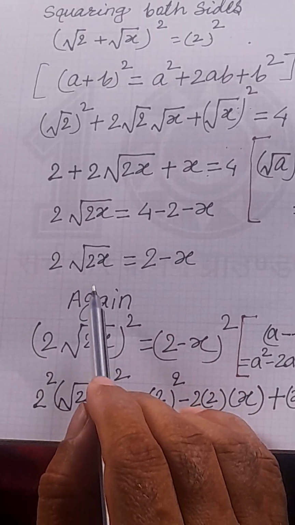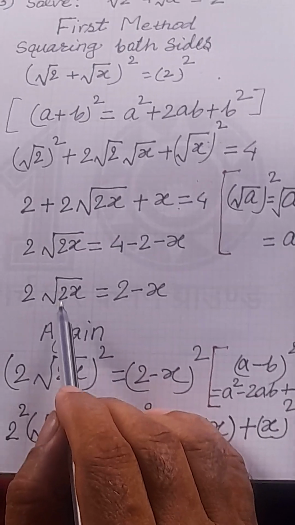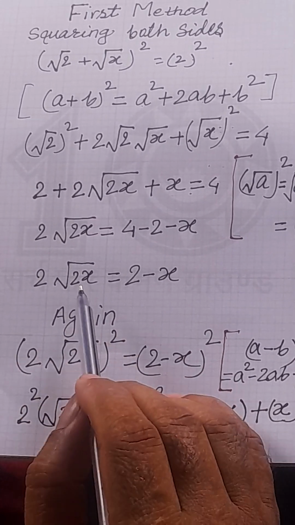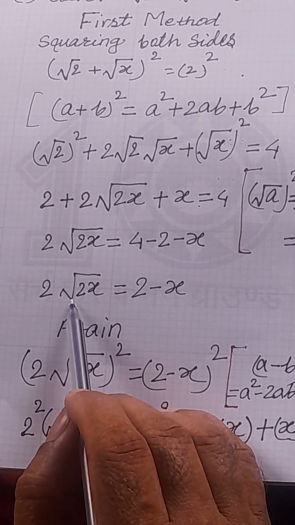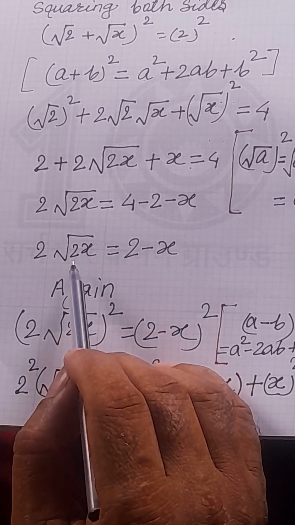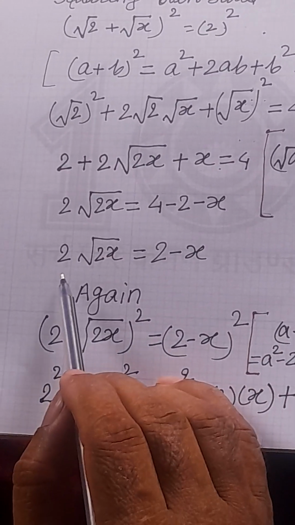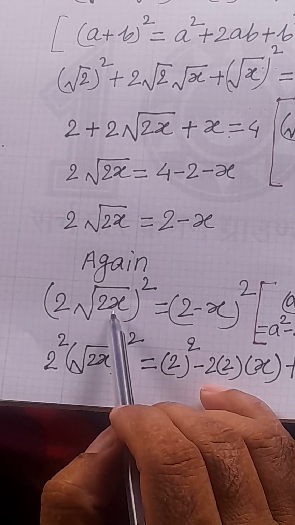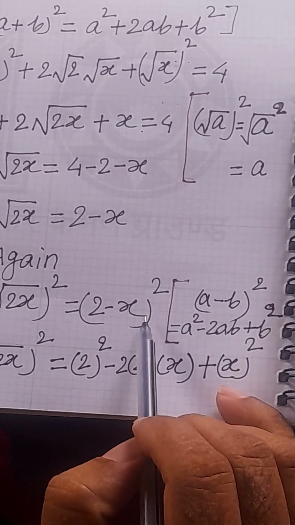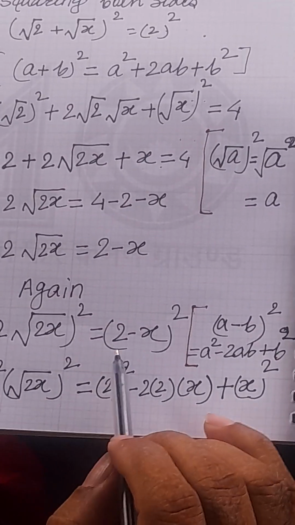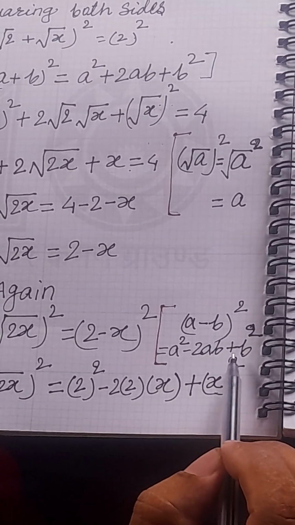Now again we have to apply squaring on both sides, because we do not need the value of square root x. We need the value of only x. So here the square root should be eliminated. How can you eliminate a square root? We have to apply squaring on both sides. So 2 under square root 2x whole square equals 2 minus x whole square, and again we apply the formula a minus b whole square, a square minus 2ab plus b square.